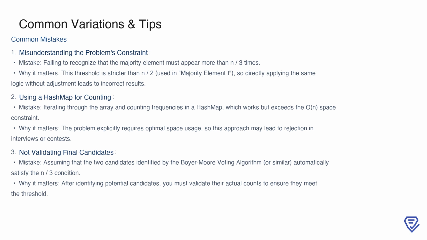Another common mistake is skipping the validation step for final candidates. Even if you use the Boyer-Moore voting algorithm to identify 2 potential majority candidates, you cannot assume they automatically satisfy the n/3 condition. You must validate their actual counts in the array to confirm they meet the requirement. Missing this critical step can lead to incorrect answers, so always double-check your candidates against the threshold.